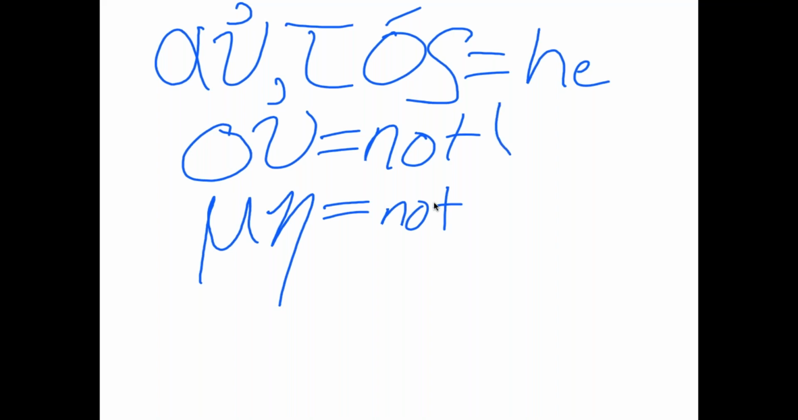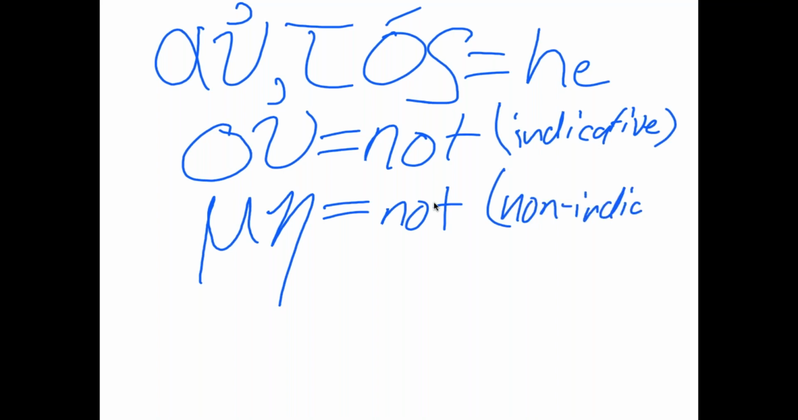So I put this earlier. Oo is the indicative not. May is the non-indicative not. And a difference between English and Greek is in English, whenever we use two negative words, it makes it mean a positive. In Greek, if you use both oo and may together, it makes it extra negative.